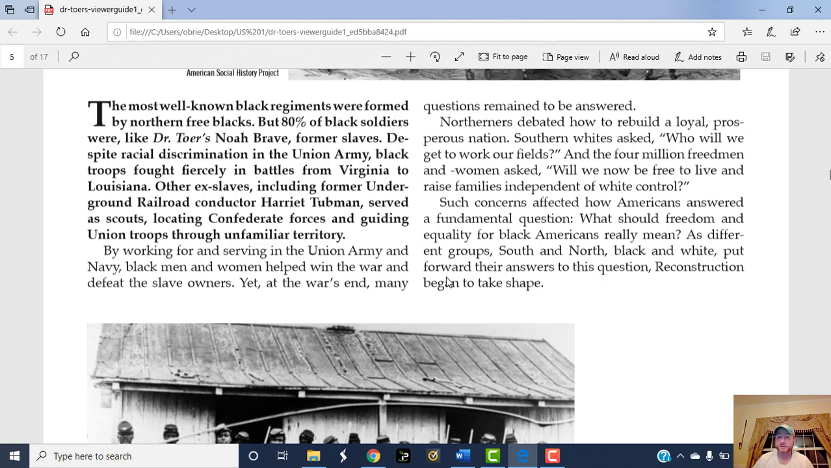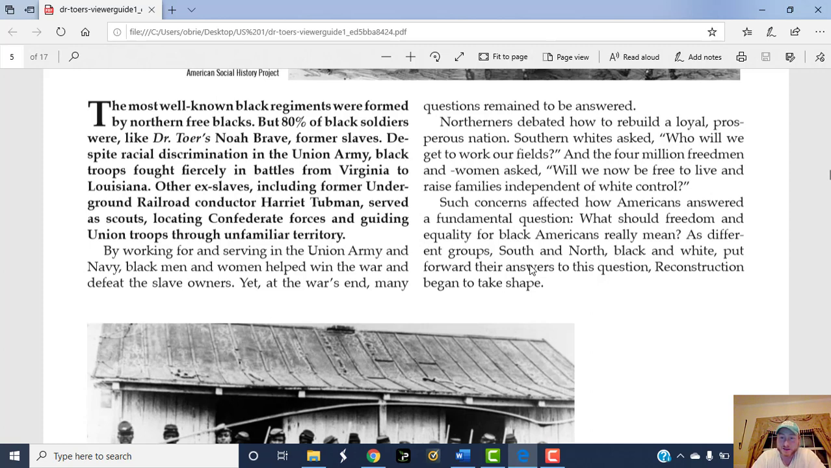Northerners debated how to rebuild a loyal, prosperous nation. Southern whites asked, "Who will we get to work our fields?" And the 4 million freedmen and women asked, "Will we now be free to live and raise families independent of white control?" Such concerns affected how Americans answered a fundamental question: what should freedom and equality for black Americans really mean?